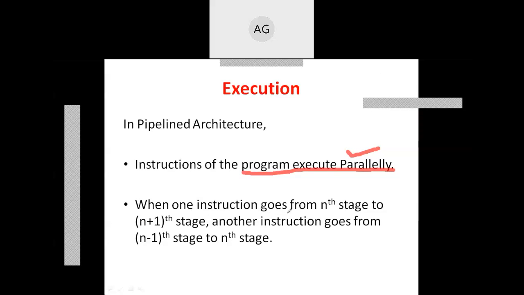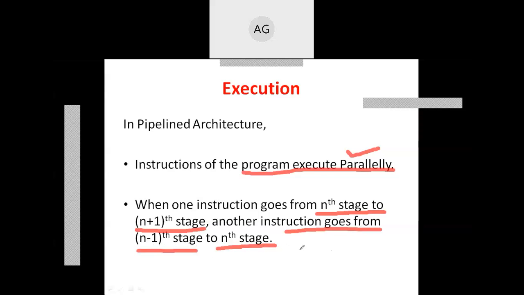When one instruction goes from the nth stage to the n plus 1th stage, means if the value of n is 2 and it goes to the 2 plus 1, the third stage, then another instruction goes from the n minus 1th stage to the nth stage. It means that if the value of n is 2 and it goes to the third stage, then another instruction goes from the first stage, 2 minus 1, and moves to the second stage. That's how in pipelining all the stages are filled.